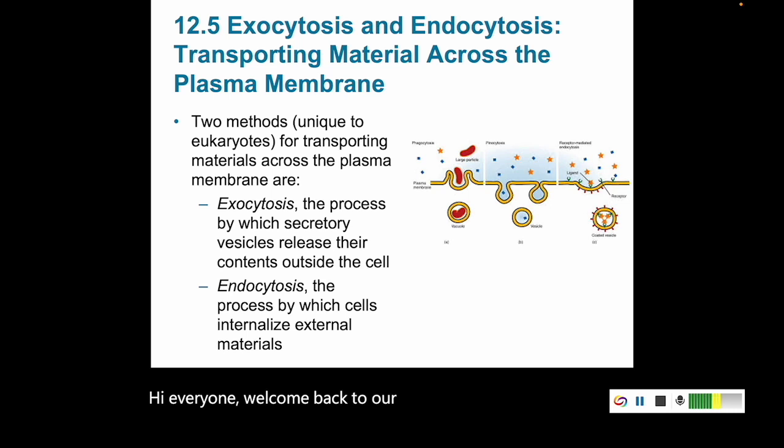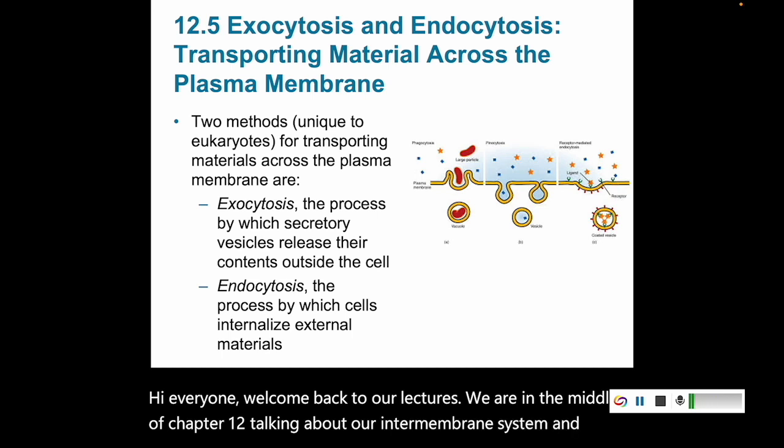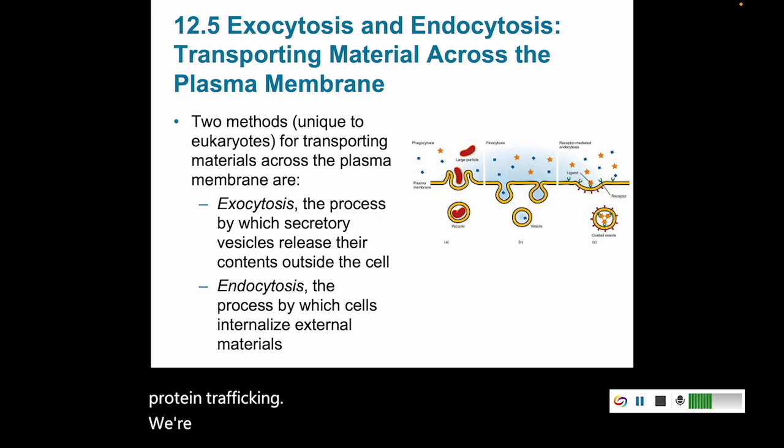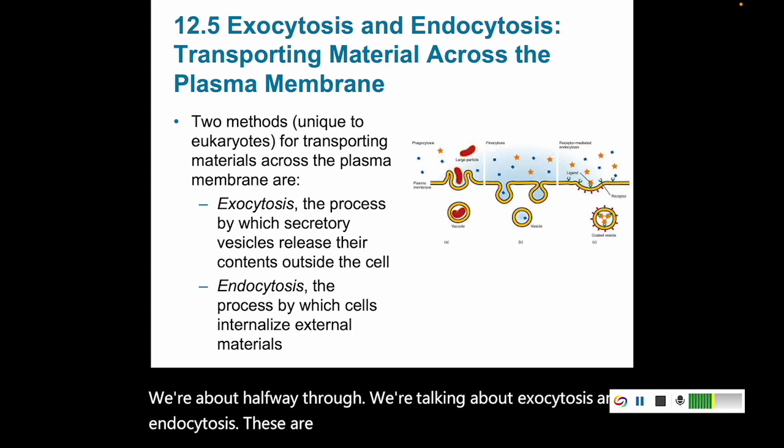We are in the middle of chapter 12, talking about our endomembrane system and protein trafficking. We're about halfway through. We're talking about exocytosis and endocytosis. These are two ways that we move materials across the plasma membrane.